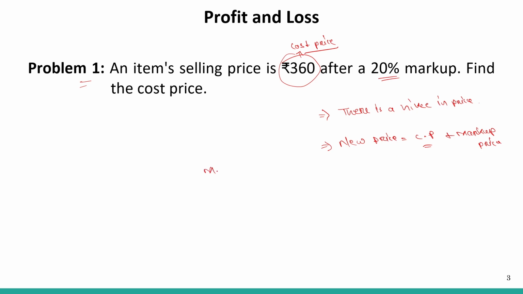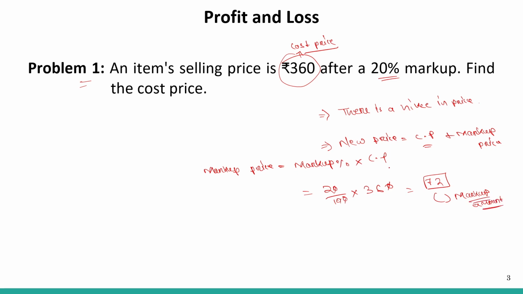So how to calculate the markup price? The markup price is equal to the markup percentage multiplied with the cost price. So this is equal to 20 by 100 into 360. Cancelling out the zeros in numerator and denominator, what we are left with is 72. So this is the markup amount.